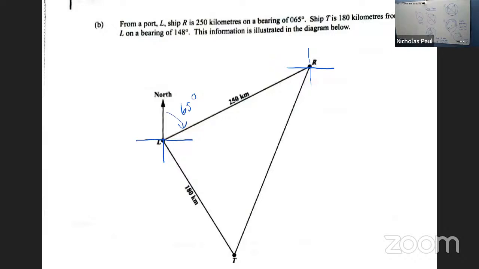Ship T is 180 kilometers from L, on a bearing of 48 degrees. So all the way down here is 148 degrees. So what's the angle here between them? 148 minus 65, which is 83. That is your completed diagram. Now you can move on.